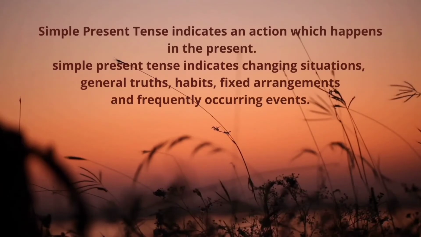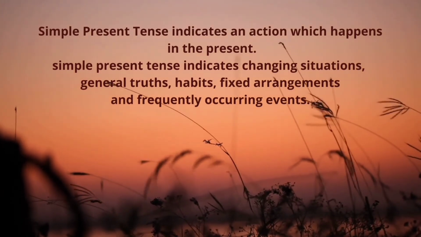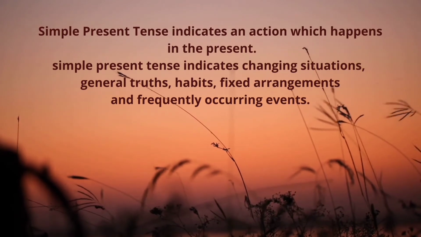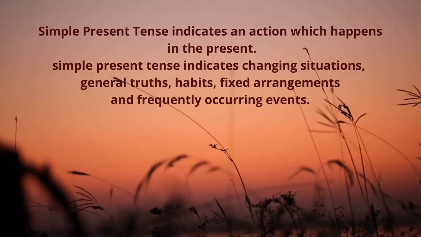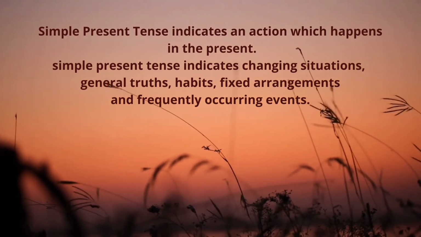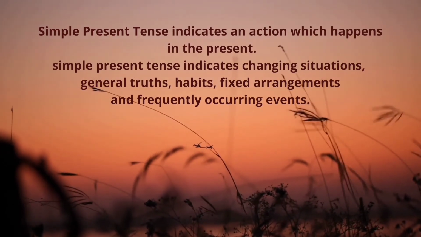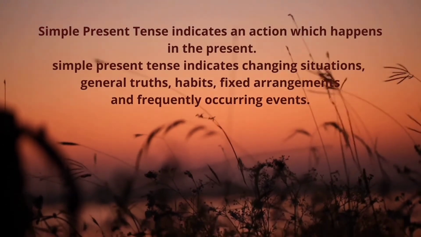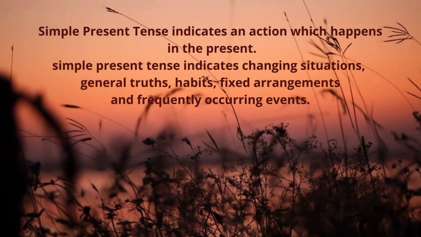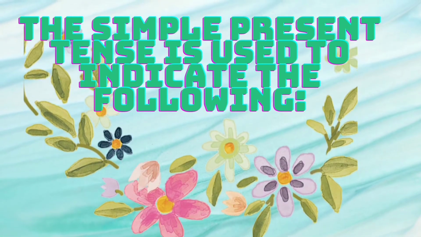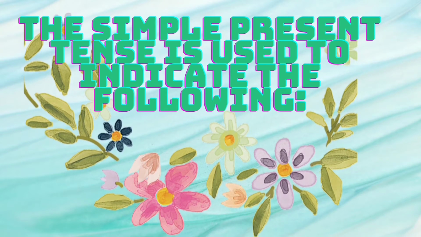Now let us talk about the present tense. Simple present tense indicates an action which happens in the present. Simple present tense indicates changing situations, general truths, habit, fixed arrangements and frequently occurring events. It also refers to the present situation. So the simple present tense is used to indicate the following conditions.